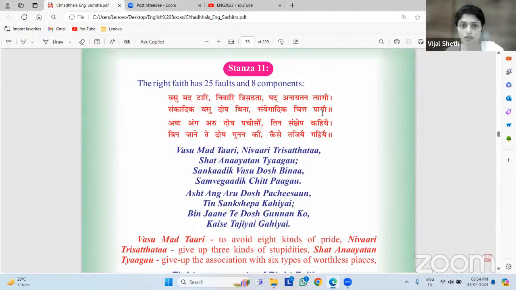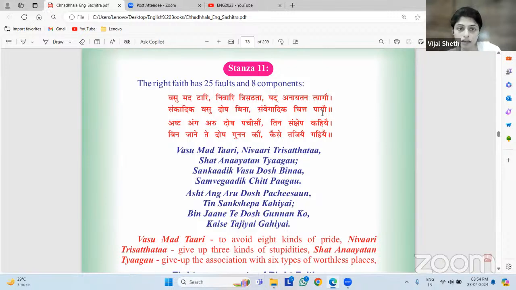In that we saw the 25 faults as 8 kinds of pride, 3 kinds of stupidities, 6 types of anayatan or places which you should avoid, and 8 kinds of dosh or flaws which are shanka and others. All of these will be described in the subsequent stanzas. And samvegadik chit pago, so samveg, prasham, astika, and anukampa, these are the 4 qualities which are seen in the lives of Samyak Drashti Jeev.